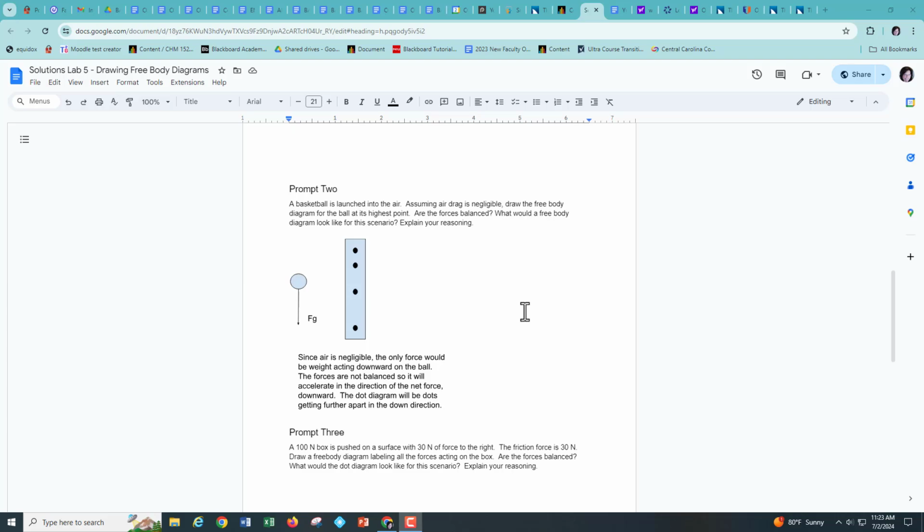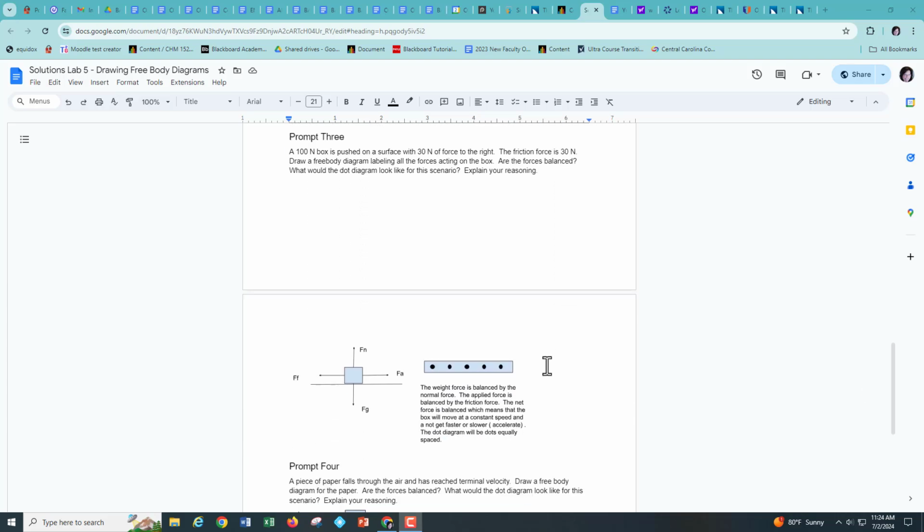So as it falls downward, it's going to speed up by 9.8 meters per second every second. So that means it goes faster and faster every second, and so the dots would get bigger and bigger. If we were drawing the diagram on the way up, it would be slowing down by 9.8 meters per second every second, so it would go less and less far, so the dots would be getting closer to each other on the way up and further from each other on the way down.